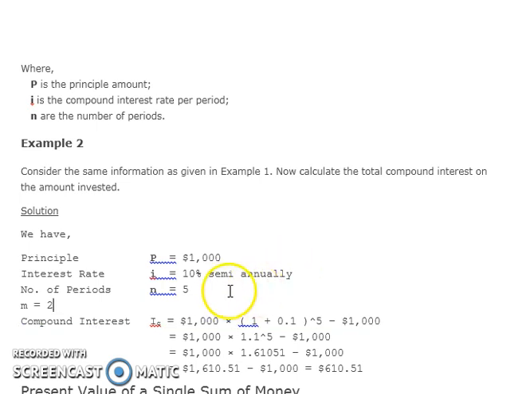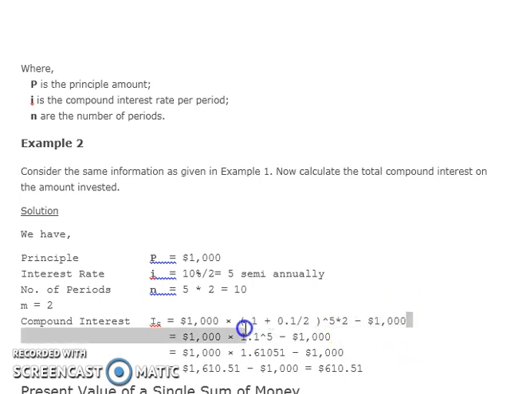So you need to multiply n by m. Now the total period becomes 10, and you need to divide i by 2. Now i becomes 5, and accordingly you divide i by 2 here, or multiply 5 by m, which is 2. Now you need to calculate the amount of interest with the help of this modified formula. In this case, the actual interest you can calculate with the help of this formula.